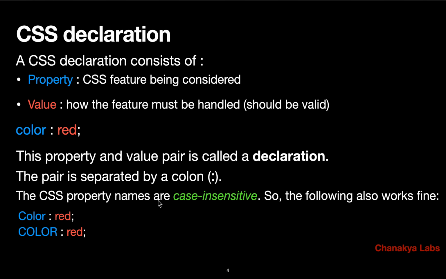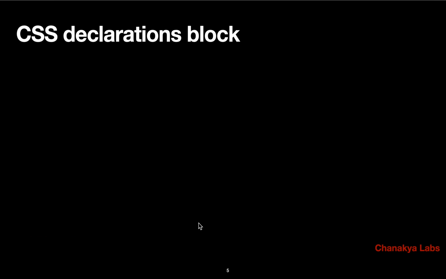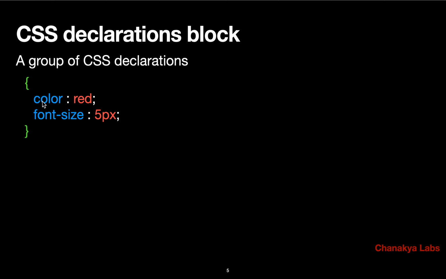Okay, so we are done with CSS declaration. Now let's try to understand, there is something called a declaration block. What is that? As the name suggests, it's simply a block of declarations, a group of CSS declarations. So this thing, color red, a property value pair, is a declaration, and this second line is a declaration. But if we group a bunch of them and wrap them in braces, this is called a CSS declaration block. Very simple, right?